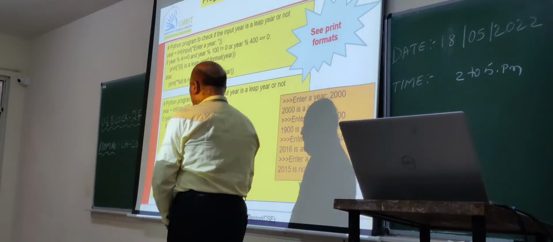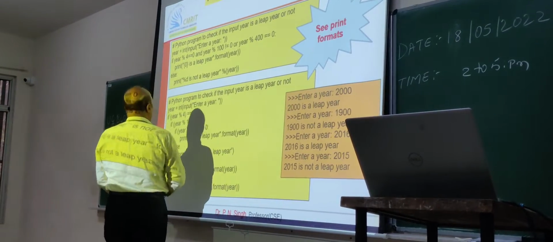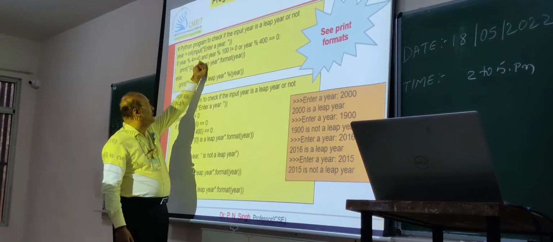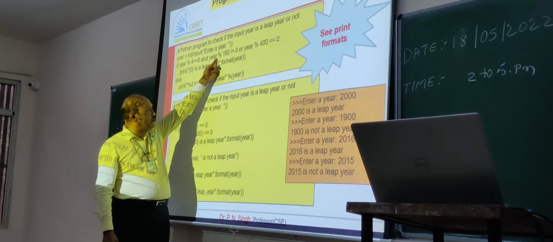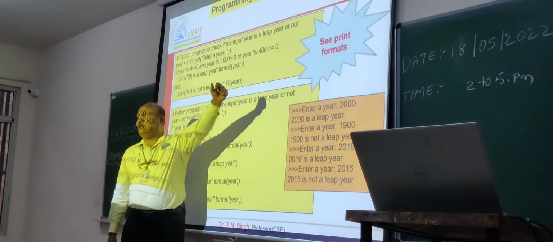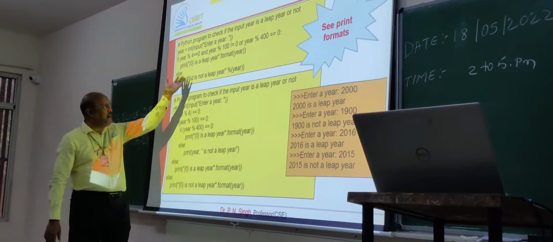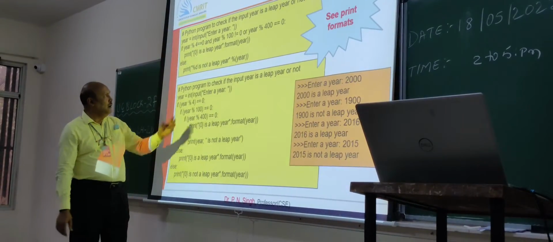It is checking that the year is divided by 4 and it is not a century year, that is, and, both conditions are satisfied, or the year is divided by 400 and leaves the remainder 0. Then you are printing yes, it is a leap year.